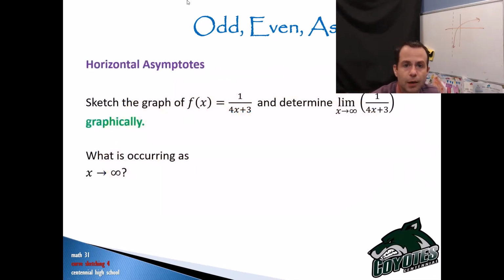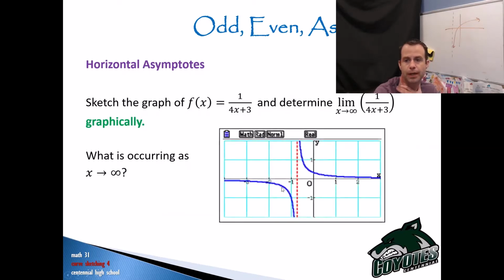Okay, so now we're going to talk about horizontal asymptotes. Sketch the graph of f of x equals 1 over 4x plus 3 and determine the limit as x approaches infinity. Okay, so what's occurring as x approaches infinity? Well, if we took a look at that graph, it would look something like this. And we can see that as x approaches infinity, y is approaching 0. It looks like that x-axis seems to be a horizontal asymptote.